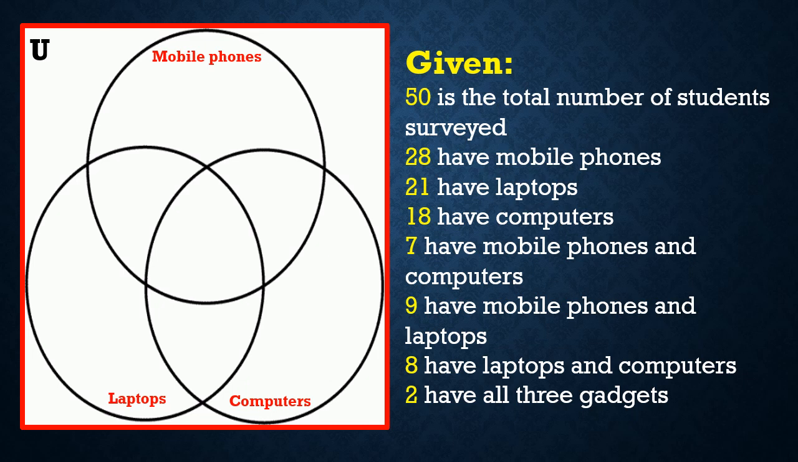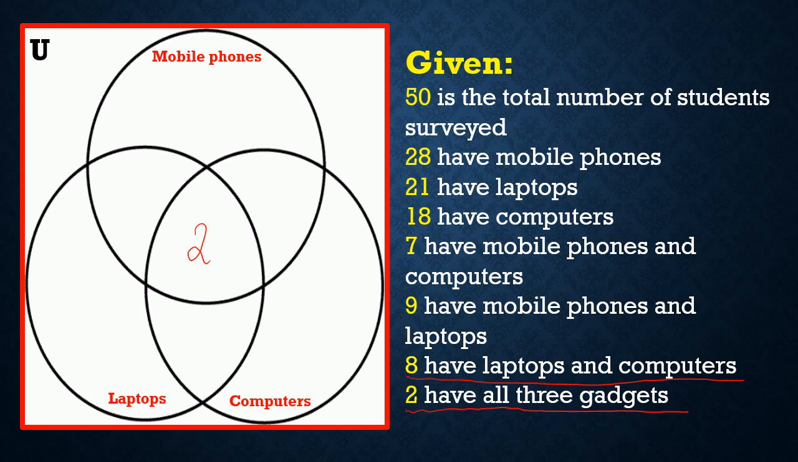So, ang unang gagawin natin dyan is, kailangan nating mag-work backwards. So, mag-start tayo sa 2 hanggang sa pinakataas. Okay? So, ang una muna nating ilalagay sa circle is yung 2. 2 have all 3 gadgets. So, saan natin ilalagay yon? Siyempre, dun sa pinaka-gitna. So, lalagay natin dito 2. And then, sa second naman, we have 8. 8 have laptops and computers.